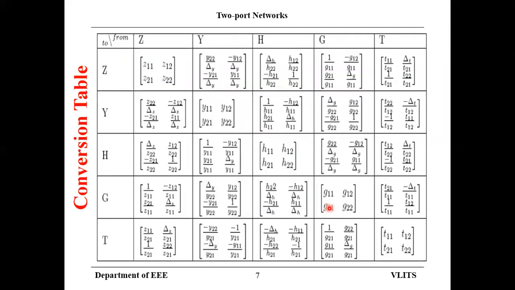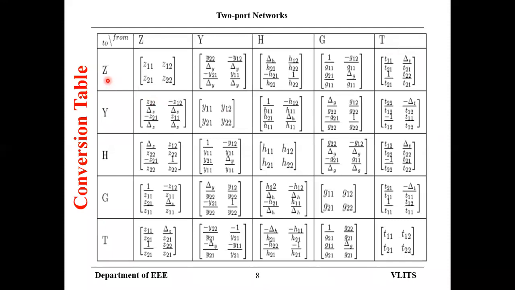In a similar way, next there are the different relationships between all the different parameters. Here g is nothing but the inverse H parameters, and t is nothing but the transmission parameters. Don't get confused: sometimes we represent the transmission parameters as t, that is t11, t12, t21 and t22, and in some books they are represented as A, B, C, D. From this table you can find any parameters from any other parameters.